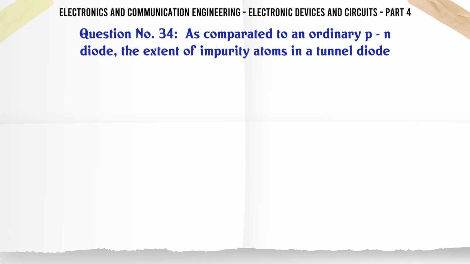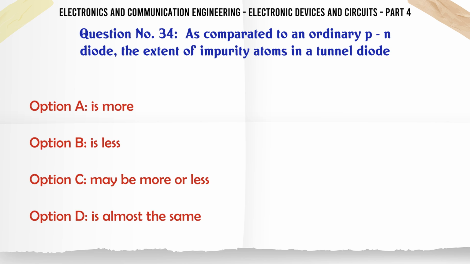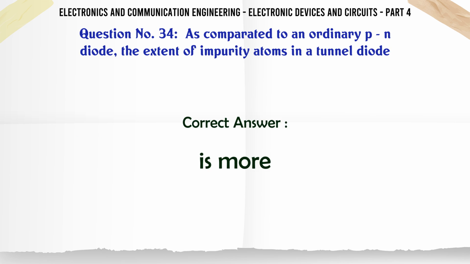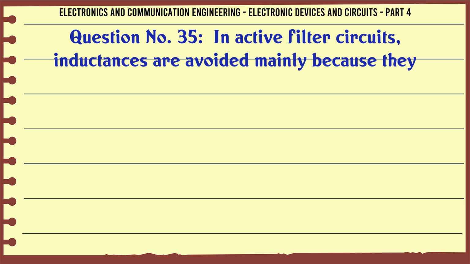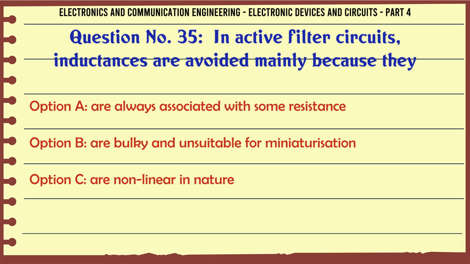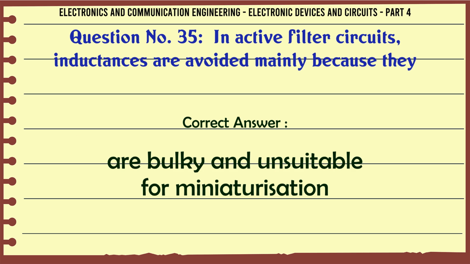As compared to an ordinary p-n diode, the extent of impurity atoms in a tunnel diode A, is more, B, is less, C, may be more or less, D, is almost the same. The correct answer is more. In active filter circuits, inductances are avoided mainly because they A, are always associated with some resistance, B, are bulky and unsuitable for miniaturization, C, are non-linear in nature, D, saturate quickly. The correct answer is are bulky and unsuitable for miniaturization.